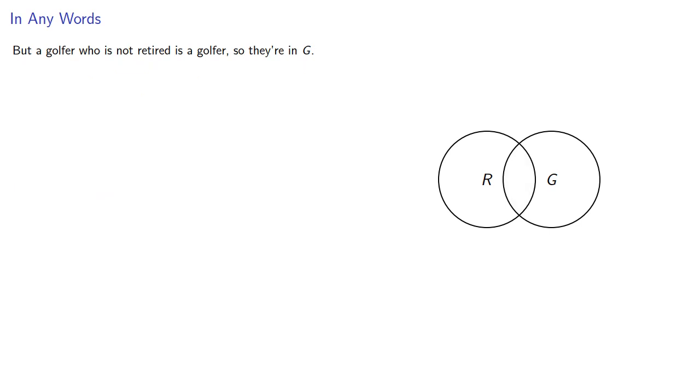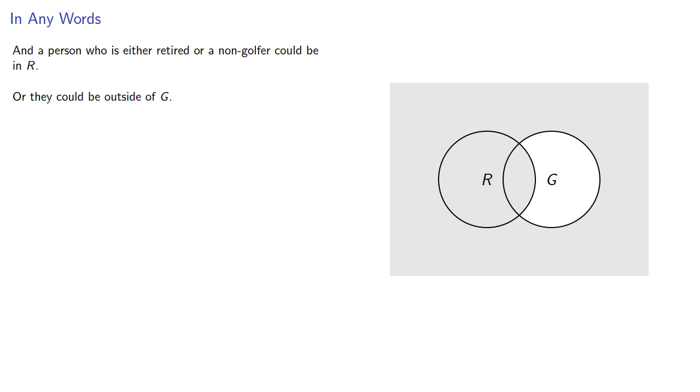But a golfer who is not retired is a golfer, so they're in G. However, they can't be in the part of G that's in R, so they need to be in G intersect R complement. And a person who is either retired or a non-golfer could be in R, or, since they're a non-golfer, they could be outside of G, so they're in R union G complement.